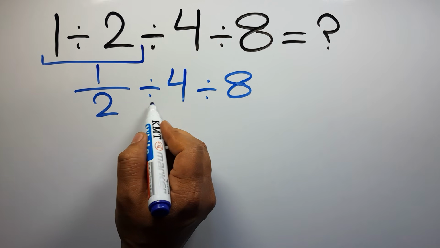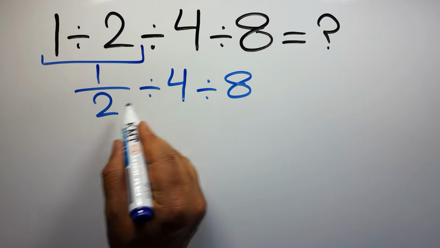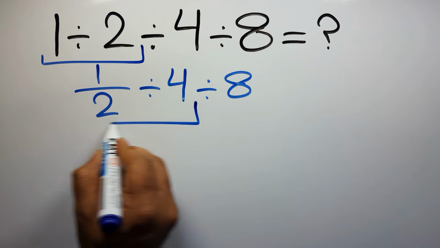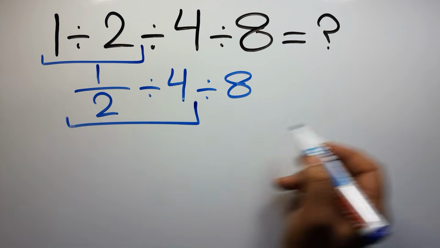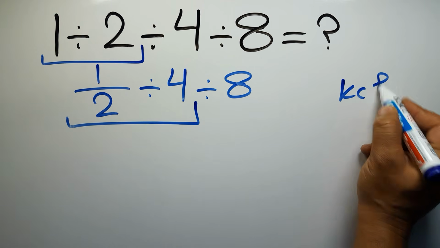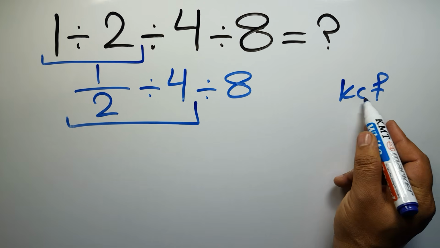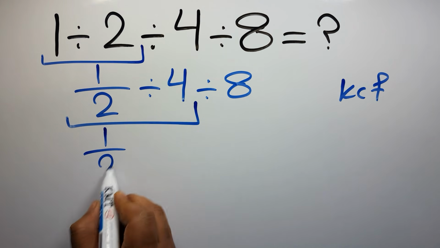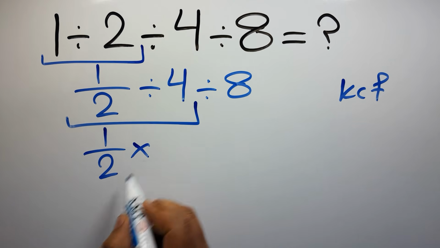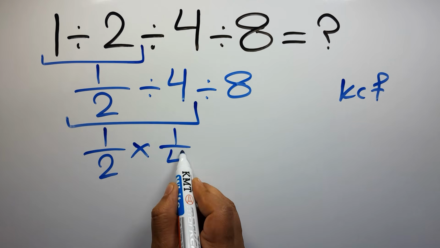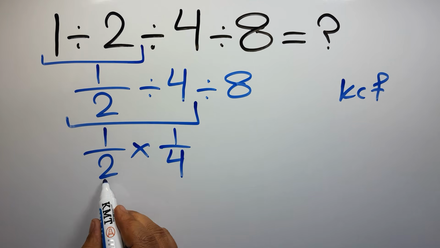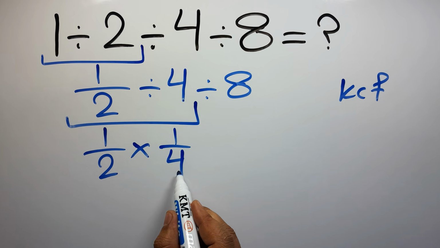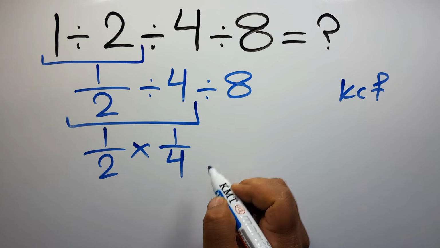Now we have to do this division, 1 over 2, then divided by 4. According to the KCF rule, K stands for keep, C stands for change, and F stands for flip. We can write keep the first fraction, change division to multiplication, and flip the second fraction. So we have 1 over 2 times 1 over 4, then divided by 8.